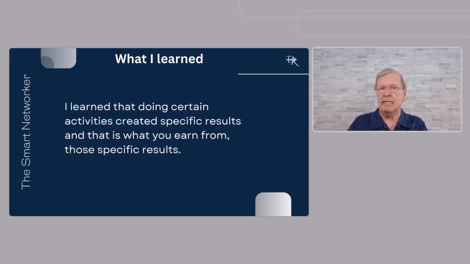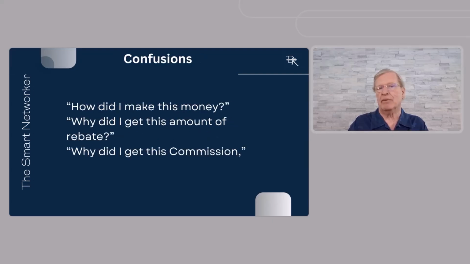Now, every month, people would get their check with a summary of what they earned, but it didn't explain the details of how they earned the money. So they called into the company and they asked what the questions they had were, how did I make this money? Why did I get this amount of a rebate? Or, why did I get this kind of a commission? They were very confused because there was no explanation. And at the time, there wasn't anybody in the company that could actually answer their questions because the company at that time did not have a customer service department. So I volunteered to handle the calls.